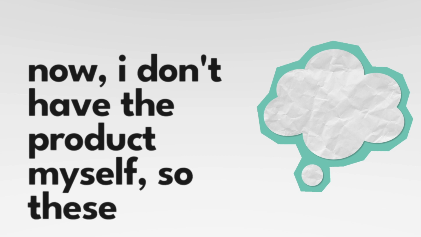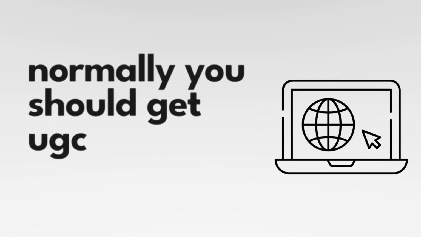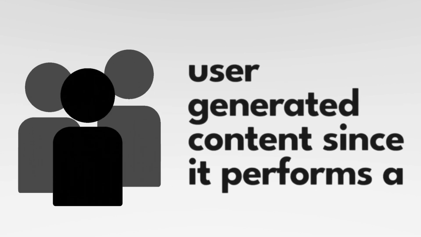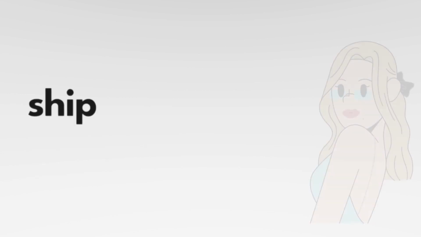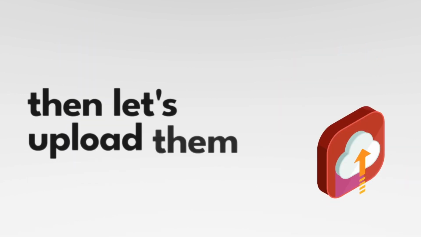Day 1. Let's start by creating some ads. Now I don't have the product myself, so these ads are just made from content I found online. Normally you should get UGC content, which stands for user-generated content, since it performs a lot better. But we don't really have time to ship the product to an influencer, so let's just hope for the best. Then let's upload them to TikTok.